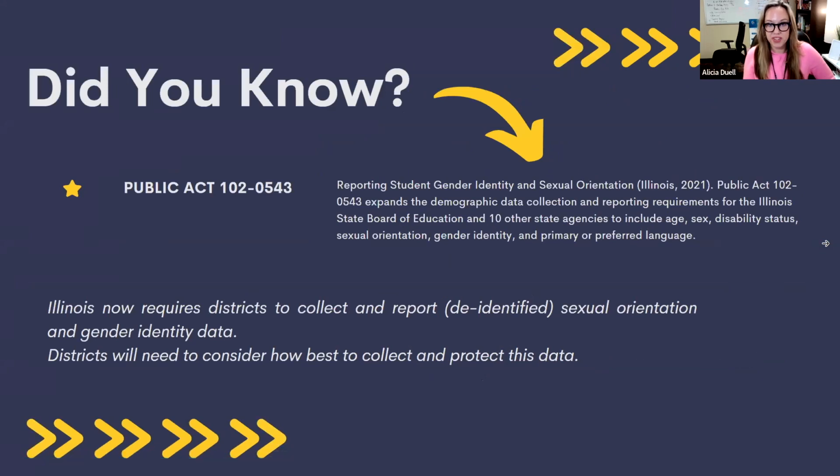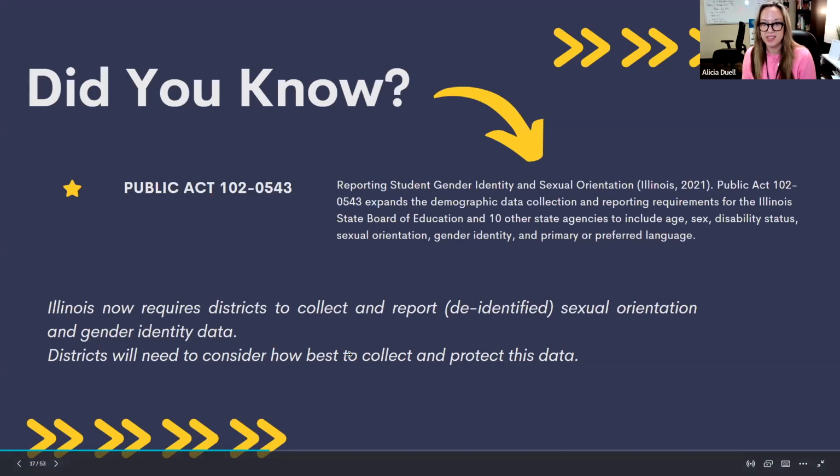Also, this is more of a did you know, because I thought it was interesting. This is a brand new public act in Illinois state law that now requires districts to collect and report de-identified, so not personally identified, sexual orientation and gender identity data. So the state is now collecting that data, again, not connected to individual students, but they want that data. So districts will have to consider how best to collect it and then how to protect it.